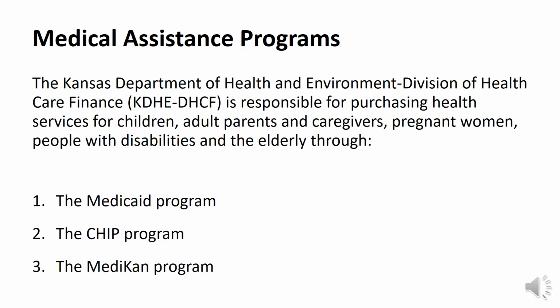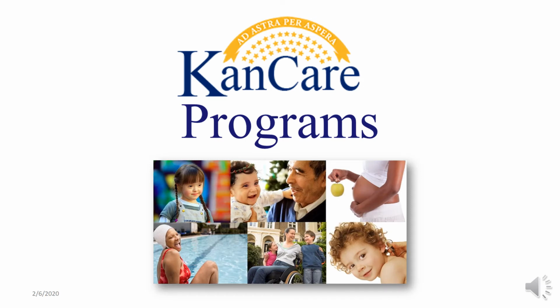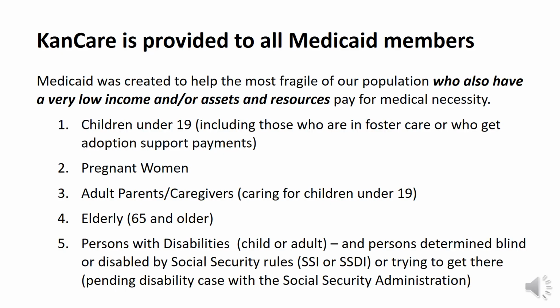Medical assistance programs. The Kansas Department of Health and Environment, Division of Healthcare Finance, is responsible for purchasing health services for children, adult parents and caregivers with children under 19, pregnant women, people with disabilities, any age, and the elderly, which is over 65, through 3 programs: Medicaid, CHIP, and MediKan. Let's go through these KanCare programs.